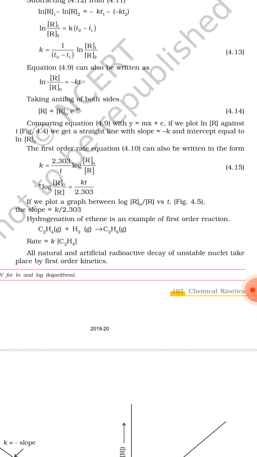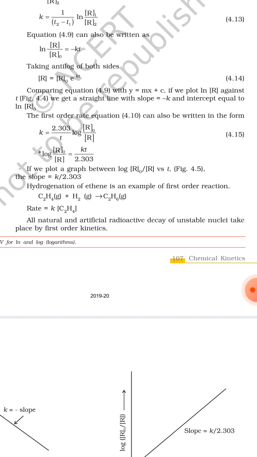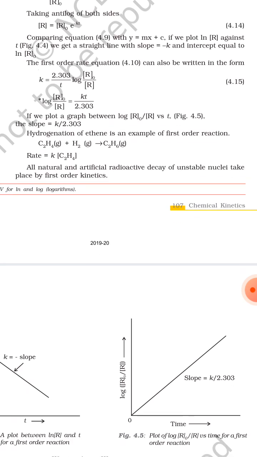Another formula is log of initial concentration upon concentration of reactant equal to kt upon 2.303. If we plot a graph between log initial concentration upon concentration of reactant versus time, the slope will be k upon 2.303.